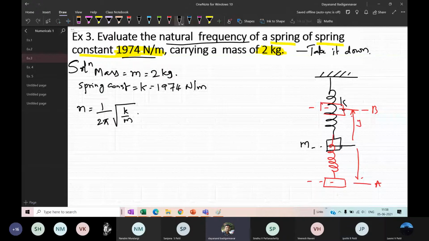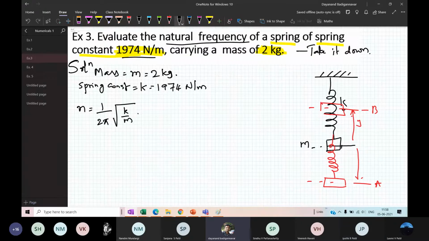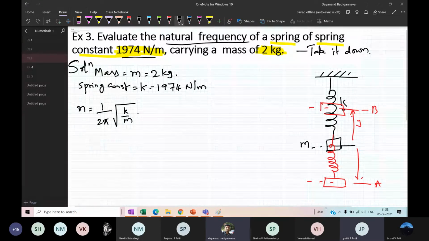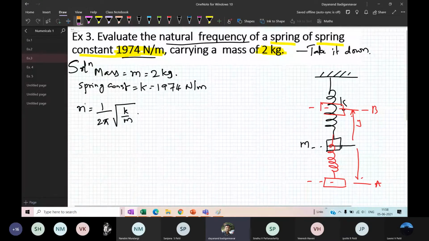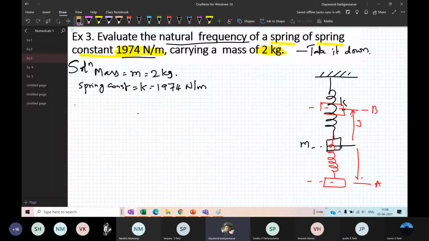Okay, with this formula you can calculate the natural frequency of the spring. Students, switch off your mic kindly. So you have to find the natural frequency. To calculate the natural frequency I have to use this formula. So the aim is to calculate the natural frequency.